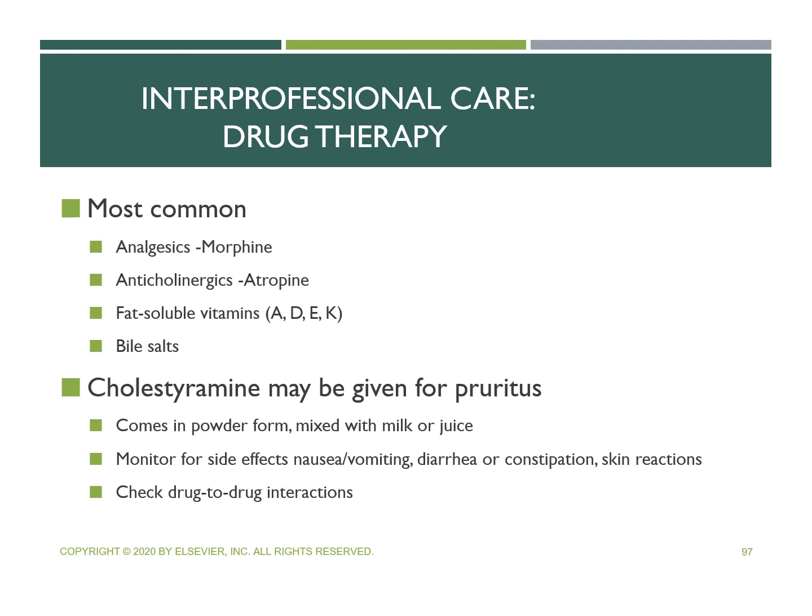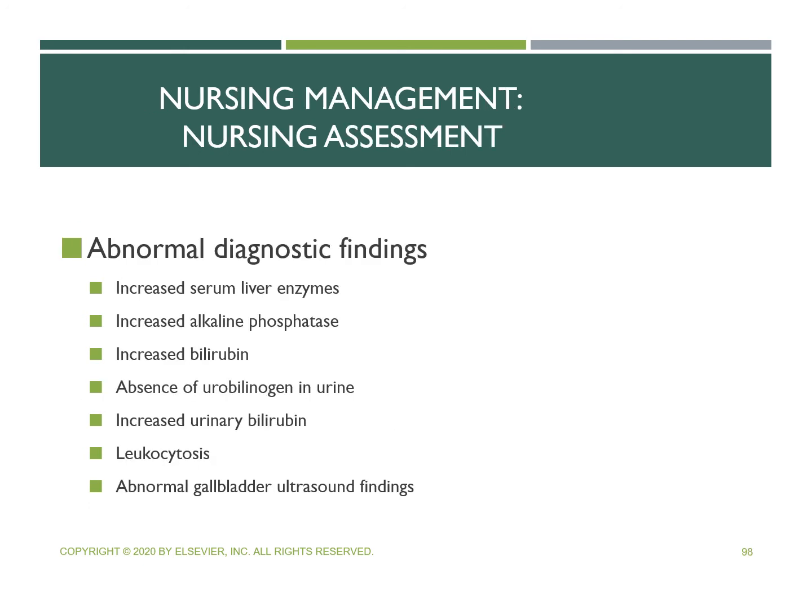Cholestyramine is also called Questran, and that may be given for itching. We had mentioned this before. It comes in a powdered form mixed with milk or juice. You want to monitor for side effects and check drug-to-drug interactions, but the Questran usually is quite effective for helping the itching with a lot of patients. So this should make sense to you.